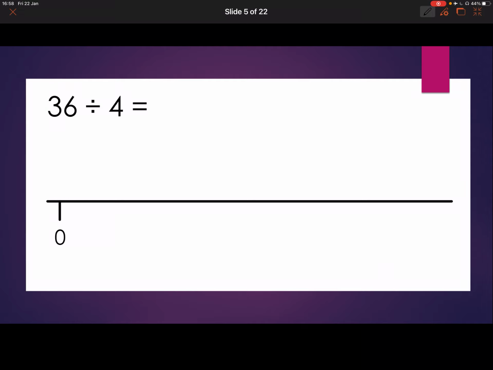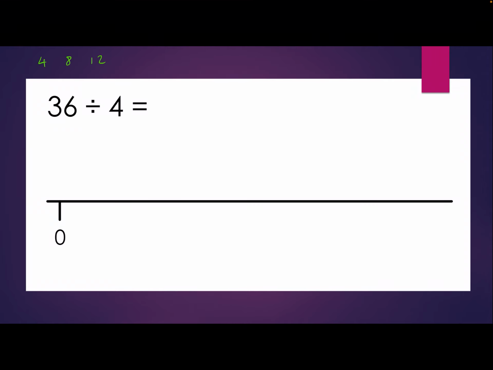Now, it depends on how good your times tables knowledge is, and how good you are at counting in these numbers. You may want to write out the times table along the top. So you might be sitting there going, well, perhaps my 4s aren't brilliant. So I'm going to write out all of these 4s. I'm going to put 4, 8, 12, 16, 20, 24, 28, 32, 36, 40, 44, and 48. And that's all my 4 times tables.